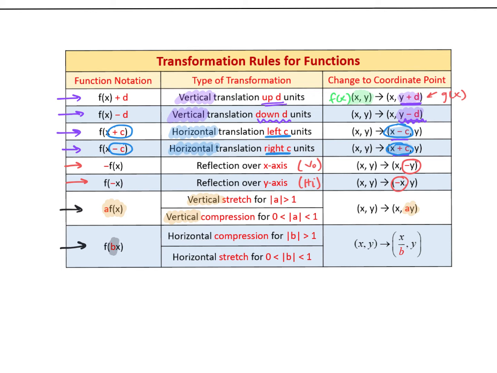If I see some multiplication on the inside, I know that's going to be horizontal, either a stretch or a shrink, and I need to do the opposite. So I'm not going to multiply by that b value, I'm going to divide. So we're going to take it one step further today. We're going to identify the type of transformation that's happening, but we're also going to use that information to change a coordinate point from the original function.